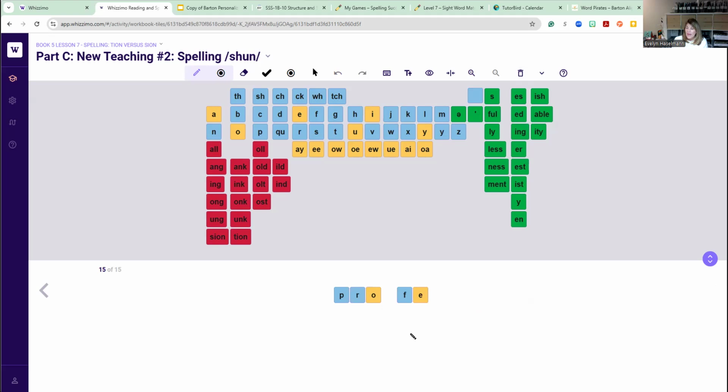The word profession, as an Eddie, that's a short vowel right there. You're going to have to pull down the TION, or it's going to be the SSION, again, because we're working after a short vowel. So they would need to look it up, and we would see that profession is spelled this way.